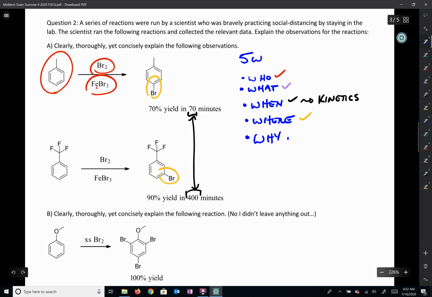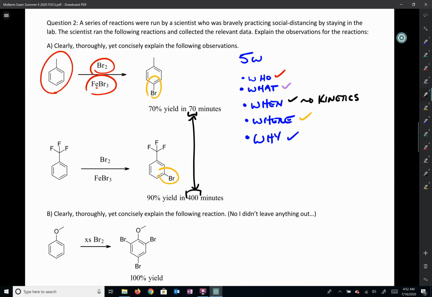And then finally, the why here is kind of, maybe we lump that all together with the other questions here, right? Why does it go para? Why does it go meta? When does it do that? What does time tell us about it? What happens with the mechanism? Who is getting reacted here? The aromatic ring, the electrophile, the different species, the intermediates, right? So the who, what, when, where, and why is what we're looking for here. Use the data that we have to start to explain things.